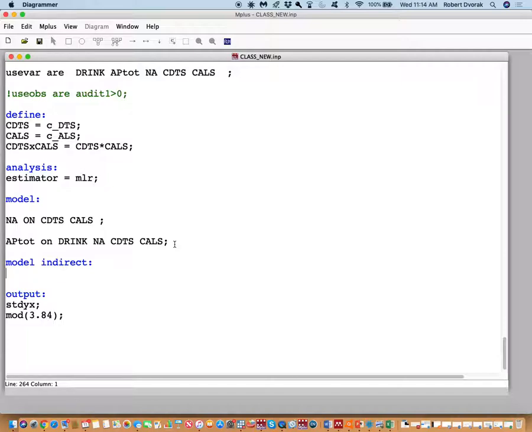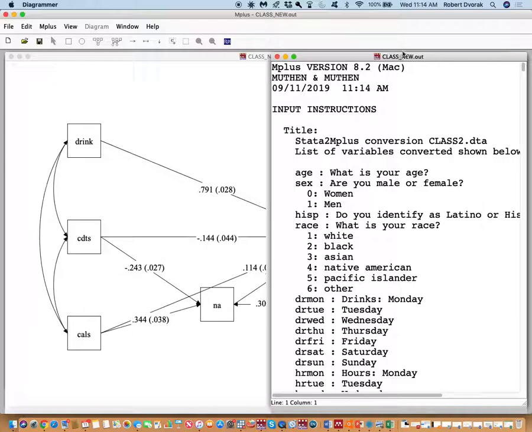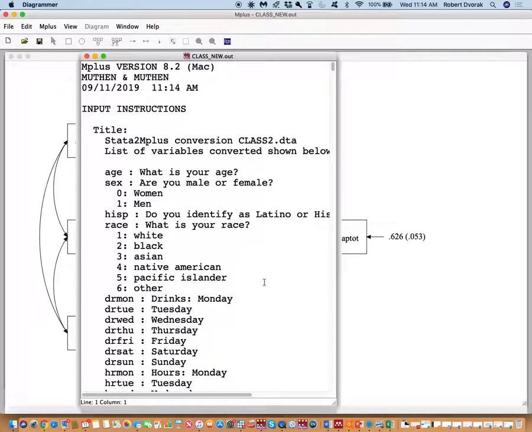I always mess these up. Let me see if I get it right today. NA IND DTS, NA IND CALS. And this is the indirect association between negative affect and DTS, and between CLs and DTS. I think I did that right. Let's have a look and see. I might not have.